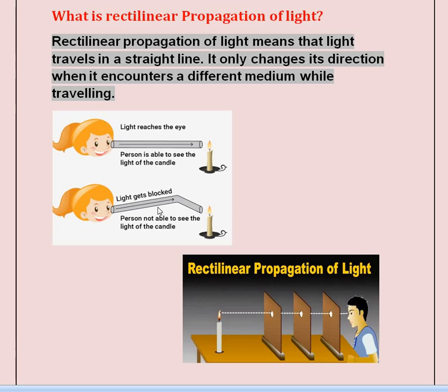In this picture you can see a girl trying to see a lighted candle through a pipe which is straight, and she is able to see the light of the candle. But when she takes a bent tube or bent pipe to see the lighted candle, she is not able to see it, because the light gets blocked in this position where the pipe is bent.